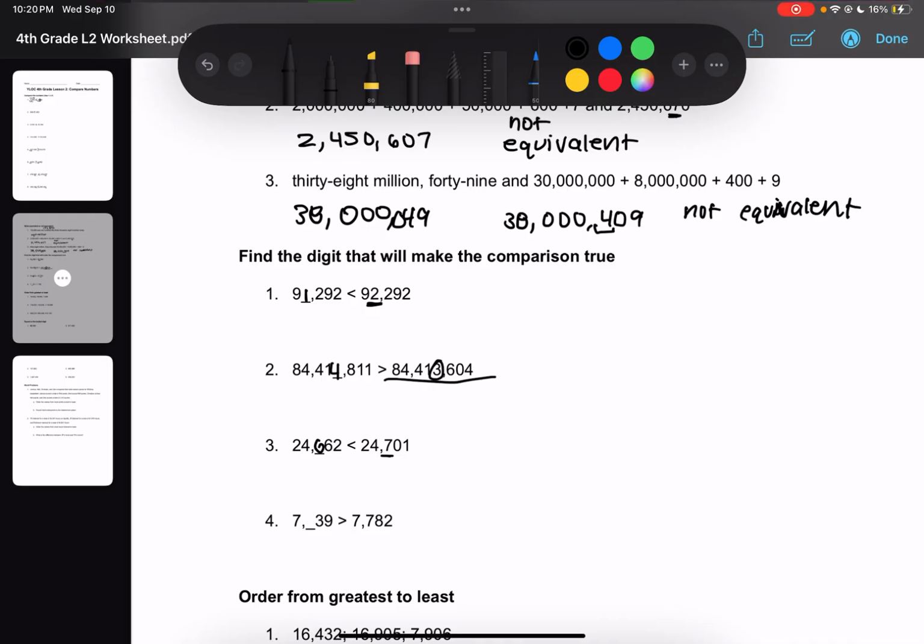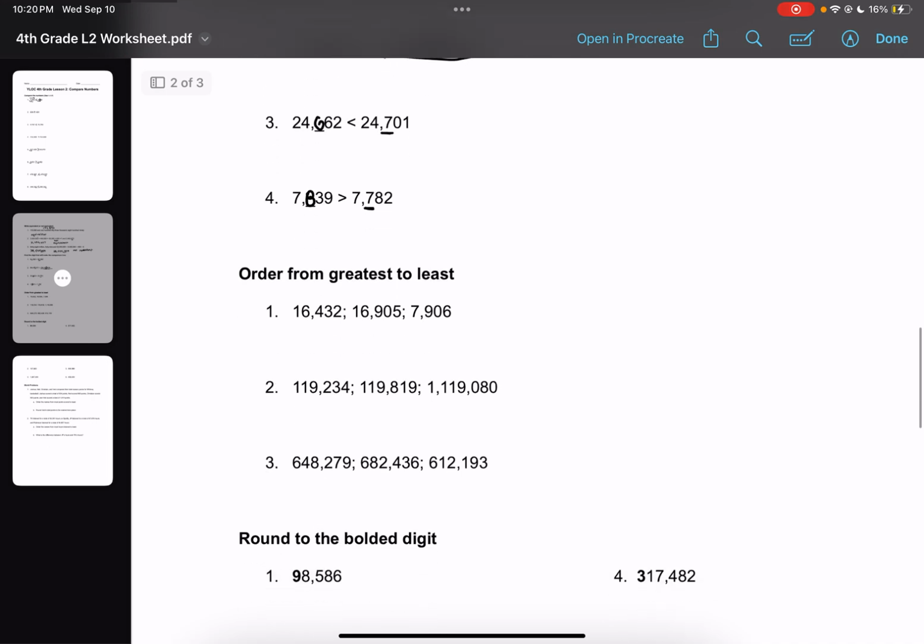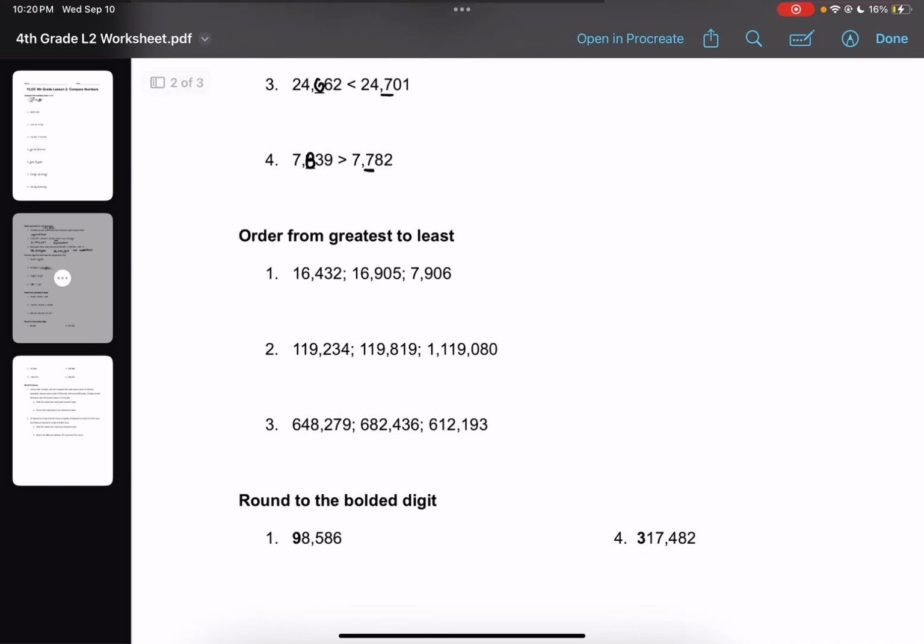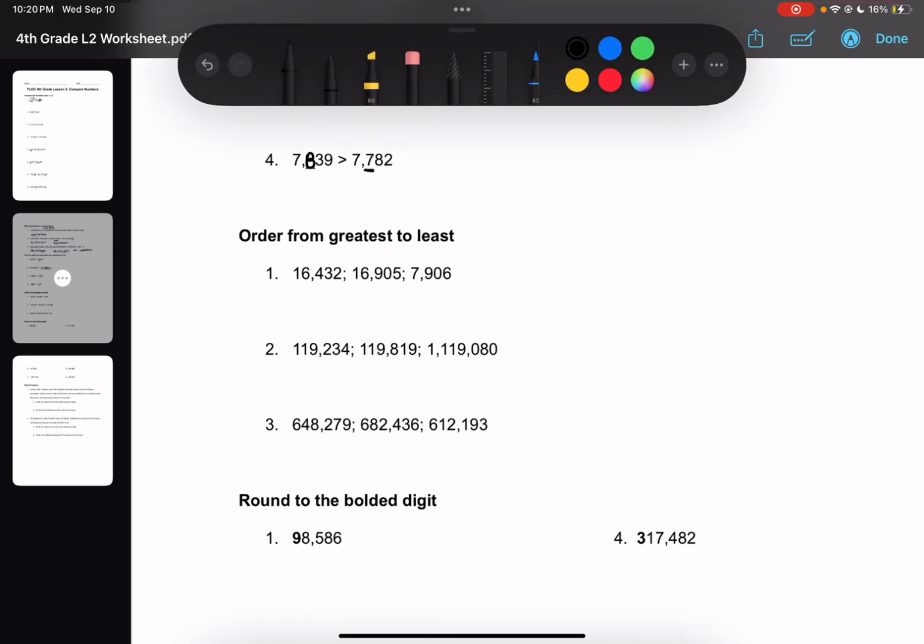Okay, number 4, the hundredths place value is missing, and it's going to be greater than the second value, and it's 7 here, so anything greater than that, let's just write 8. Okay, now the next section says order from greatest to least. So let's start from the greatest. Just start by going from the largest place value to the least, looking at each of the numbers.